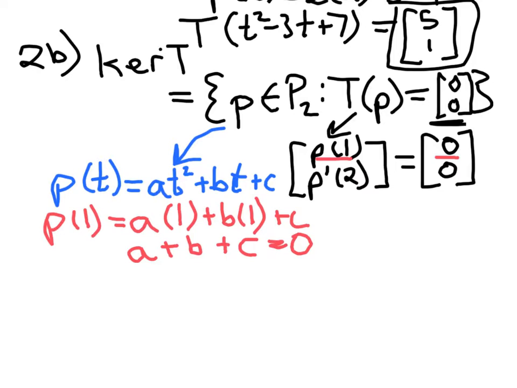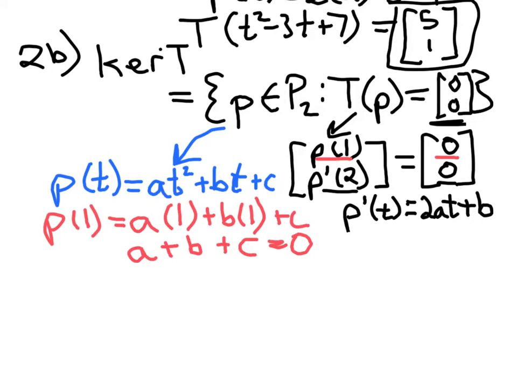Now if I go to the second, we want P prime of 2 to be 0. Well, again, looking at that generic polynomial that I wrote in blue, the derivative in terms of t would look like this. The 2 would come down, so 2a times t to the first. And then we have b times t, so the derivative would just be that constant b, whatever that is, times 1. And then the derivative of this constant term would be 0, so that would drop off. So the derivative for any generic degree 2 polynomial would look like this.